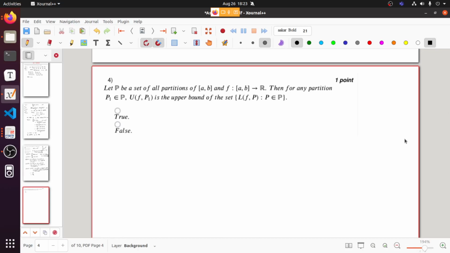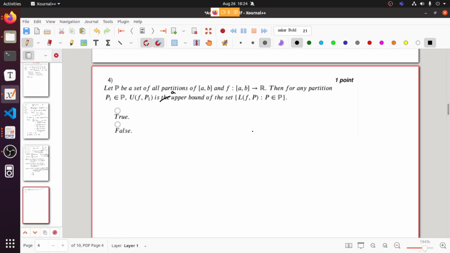So what is question number 4? It's saying that if script P is the set of all partitions of [a, b] and f is a function from [a, b] to R, then for any partition P1 belonging to script P, UFP1 is an upper bound of the set of LFP. UFP1 is an upper bound, because an upper bound is not unique, right? So UFP1 is an upper bound of this set of LFP. So we'll prove that this will be true.